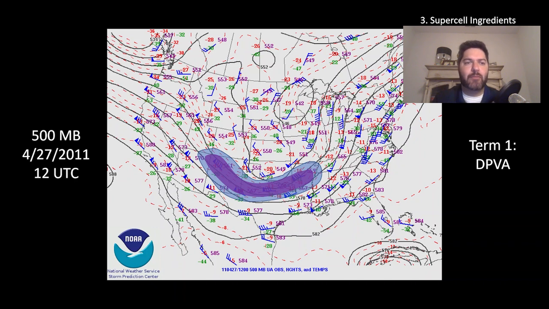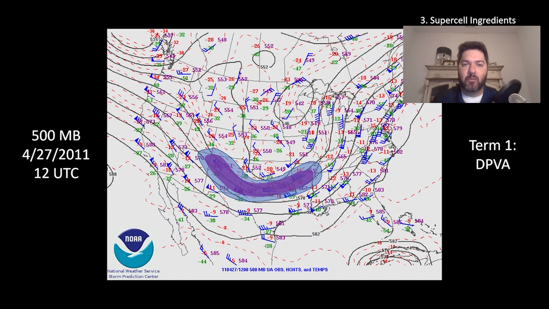So this is a 500 millibar chart from April 27th, 2011 in the morning. And the first thing you'll notice is a very large pronounced trough in the center of the United States and a very strong jet streak that I have contoured here in the blue and purple. And in the center of that jet core, which is roughly over North Texas, the winds there were greater than 80 knots, which is very, very powerful for any time of year.